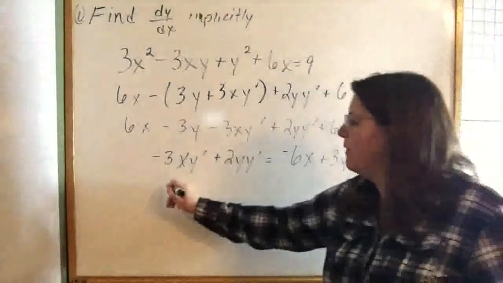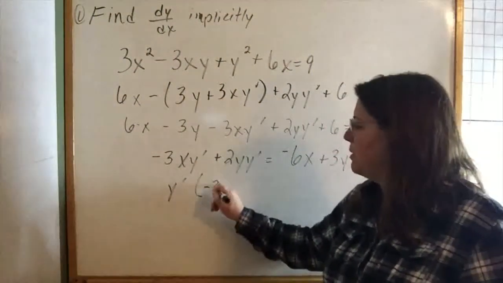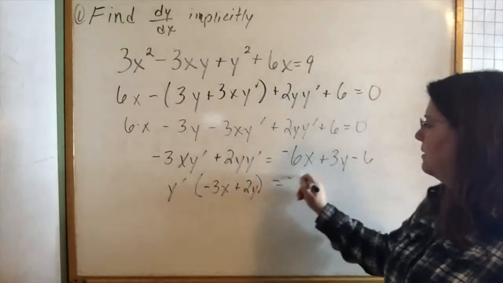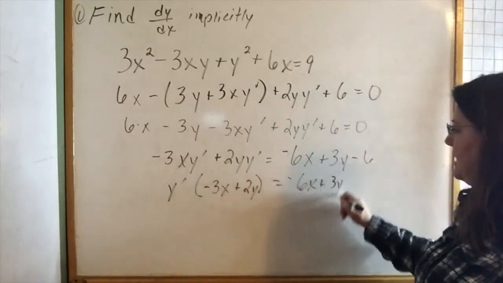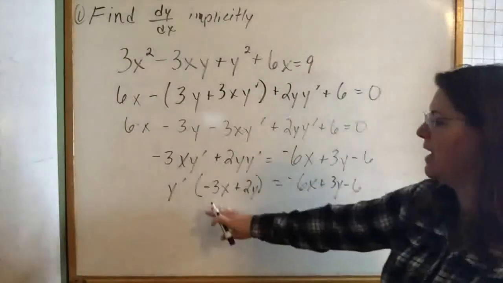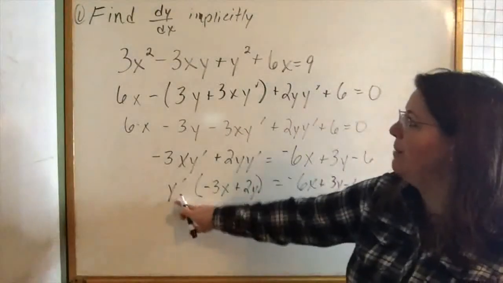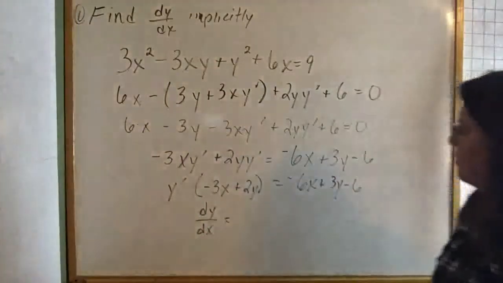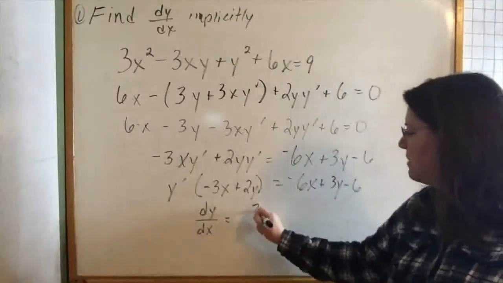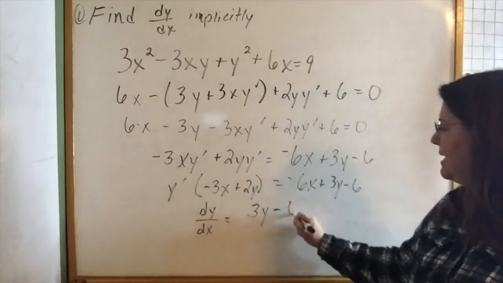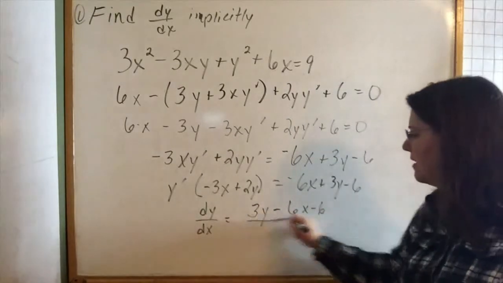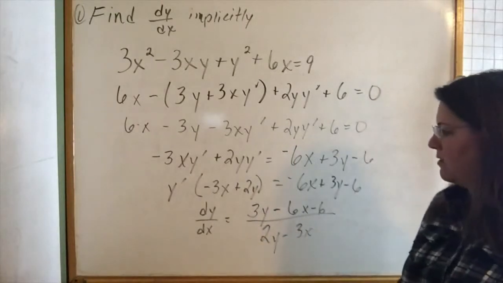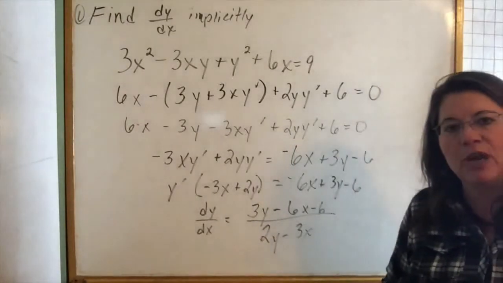I'm going to distribute out the y prime, which would leave me with negative 3x plus 2y equals my right-hand side. And then I'm going to divide by anything that is not y prime. Now remember, y prime is the same thing as dy over dx. So my dy over dx is equal to this, and I'm going to rewrite that to make it look nicer: 3y minus 6x minus 6 divided by 2y minus 3x. So that is my dy over dx to finish out part 1.